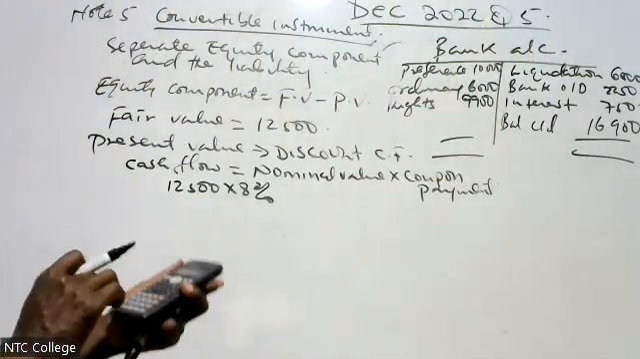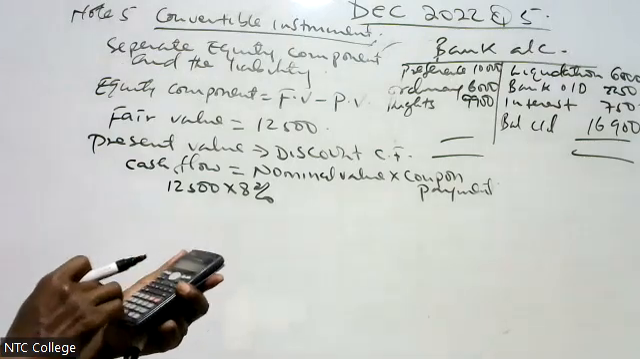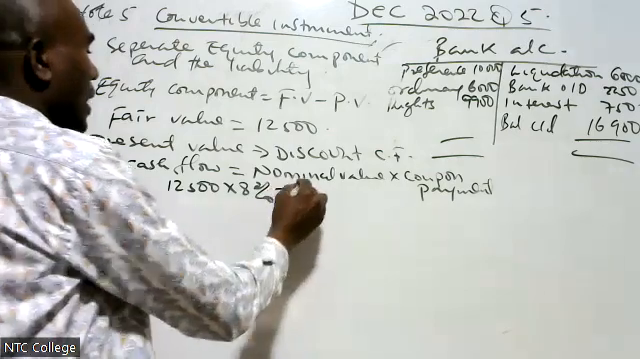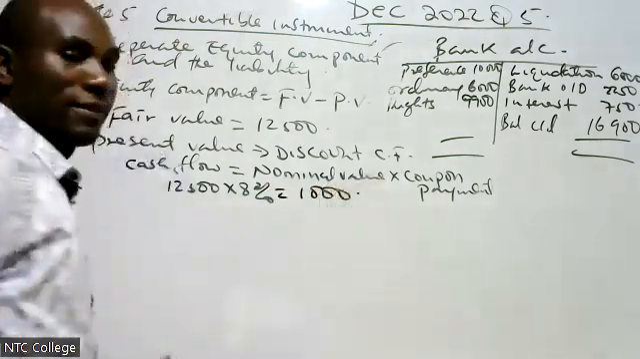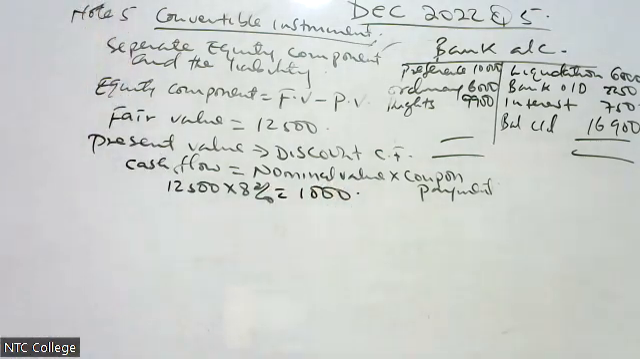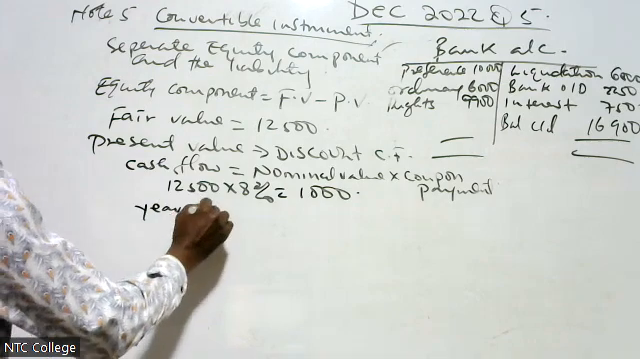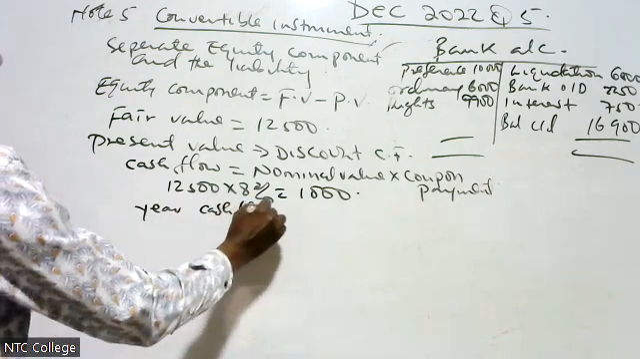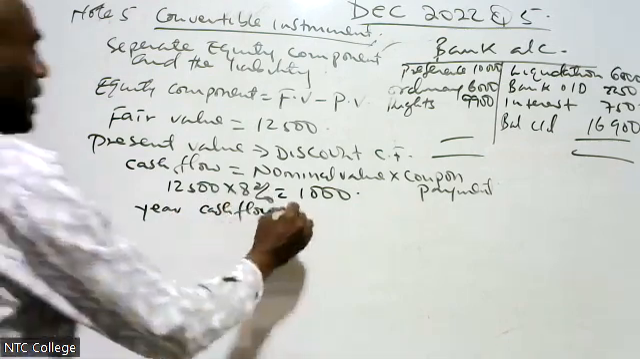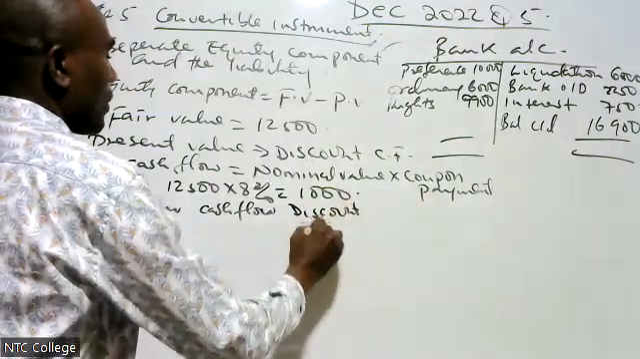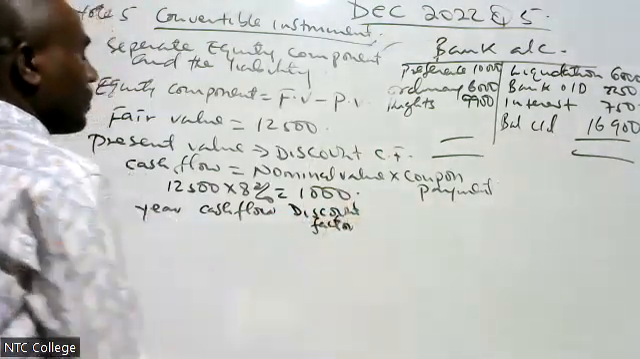Then I get the cash flow, which is 1,000. My cash flow is 1,000. Therefore, I will write here, cash flow. We are doing it for 3 years. The discount factor is 10%.